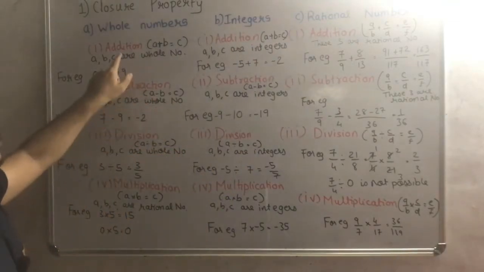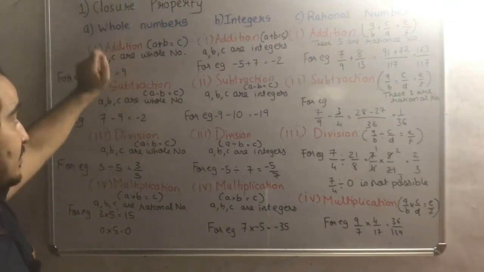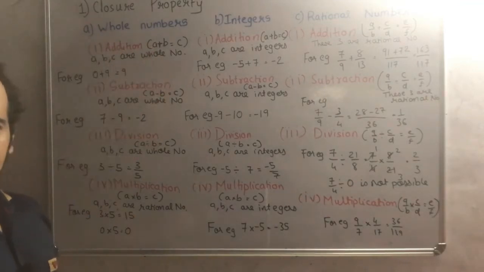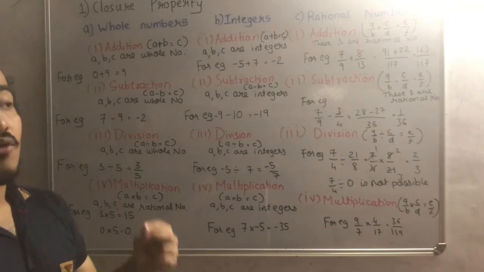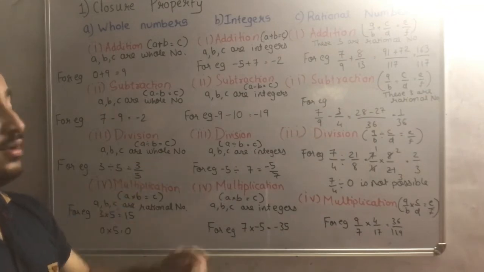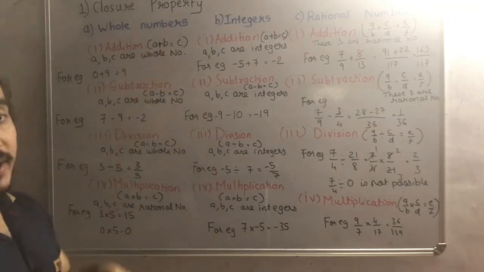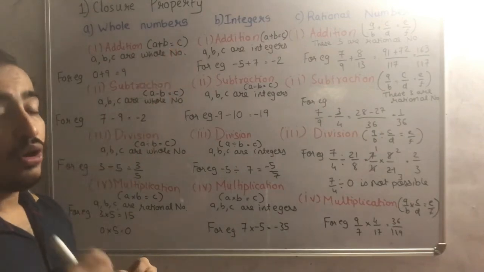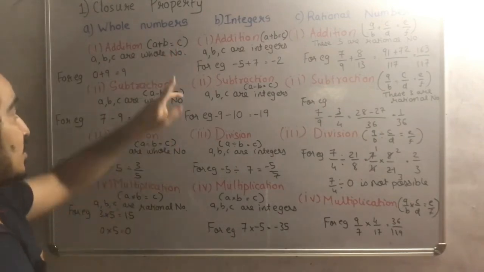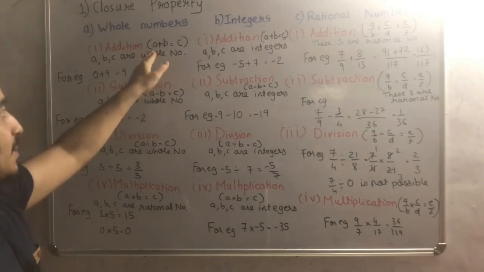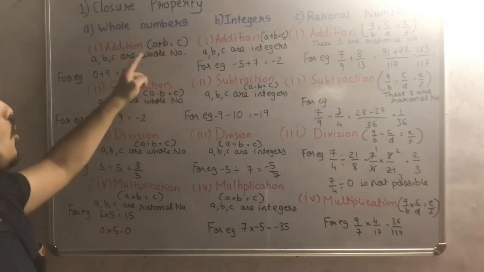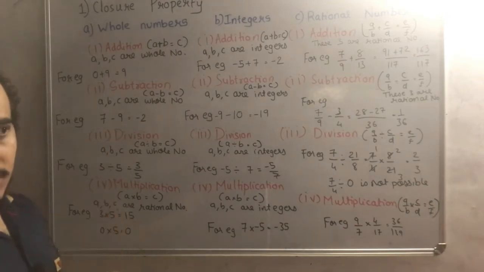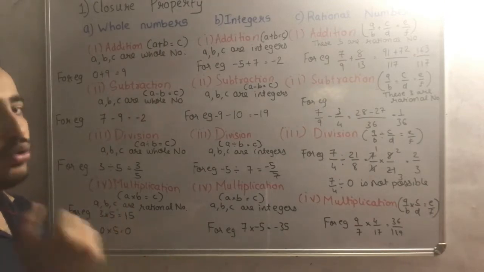Okay, so now we will see whole numbers first. In that we will see addition. What the closure property says for addition: when we add two whole numbers, a and b, we get an answer which is also a whole number. Here we can write: a plus b equals c, where all the three are whole numbers. When we add two whole numbers, we get the answer as a whole number.